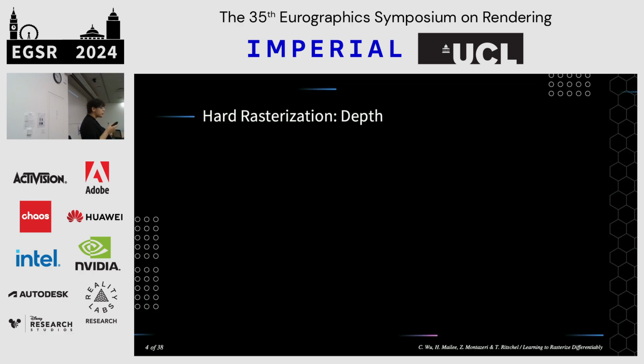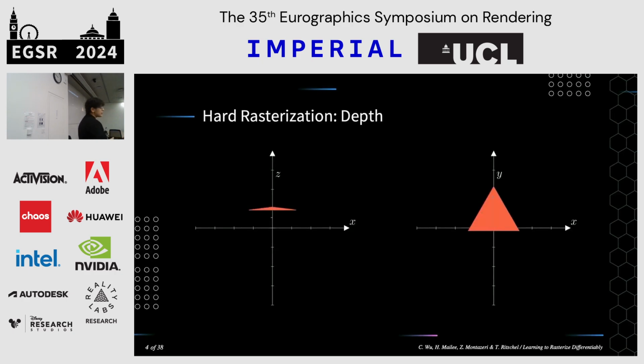And for the depths also, for overlapping triangles, we set the visibility of the triangle that's closest to the camera to 1, and the other triangles will have 0 visibility. So this time we will have hard occlusion. And so the change of depth will also cause sudden change of visibility.